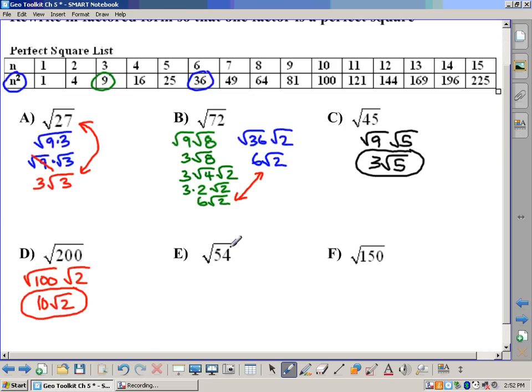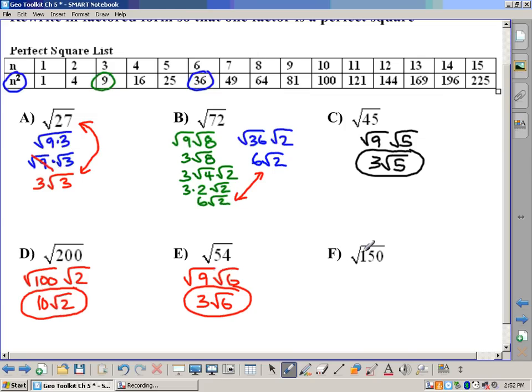54. Is there anything on the list? Well, oh, 9 goes in there. So this is going to be the square root of 9 times the square root of 6. The square root of 9 is 3. So it's 3 square root 6.